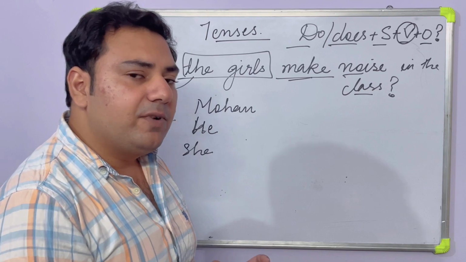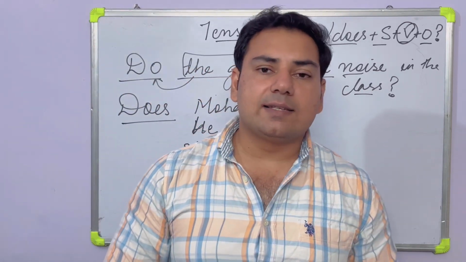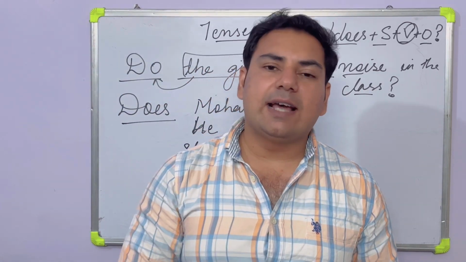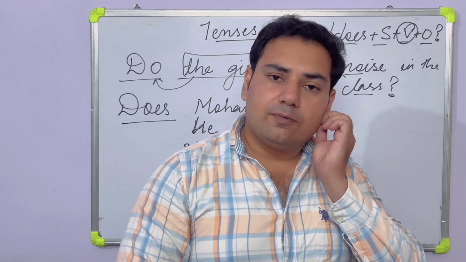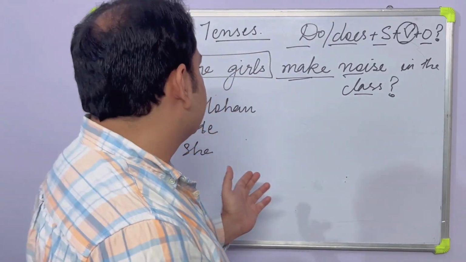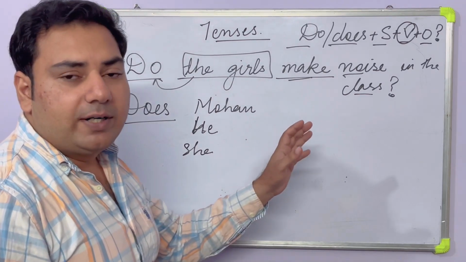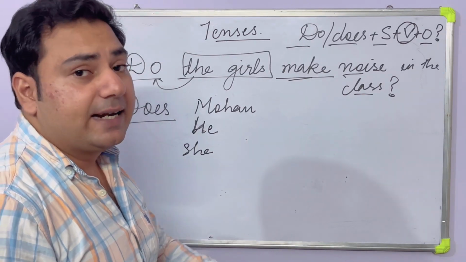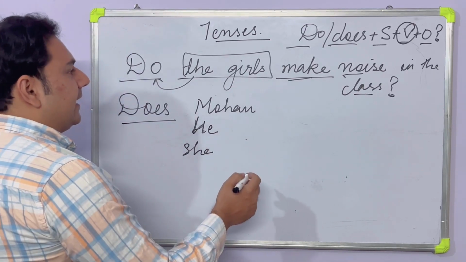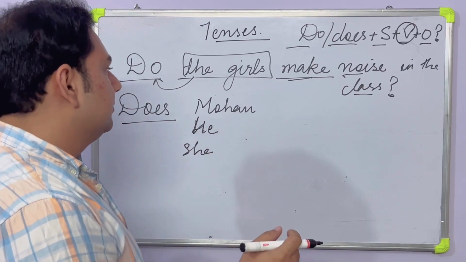So in the same way, we will be using the tenses. I hope that you have understood the interrogative way to make the sentences. Now we will be coming with the interrogative sentences with the negative term as well. To make it negative, it's very simple.